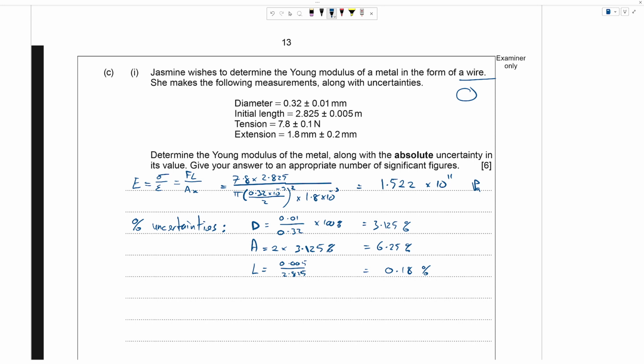And what's next? Force. 0.1 over 7.8, 1.28%. And finally, extension: 0.2 over 1.8, 11.11%.